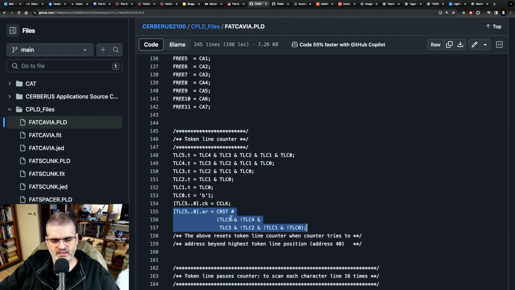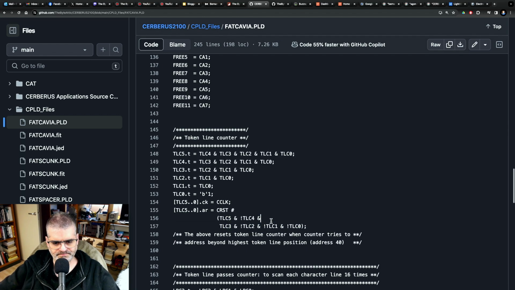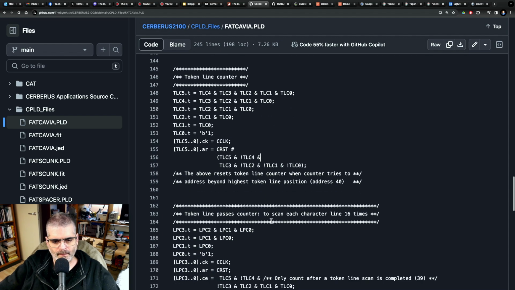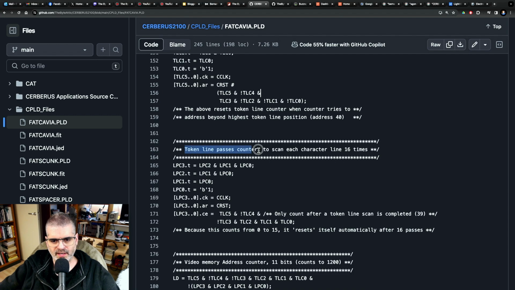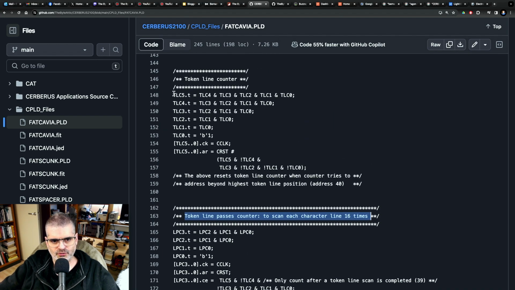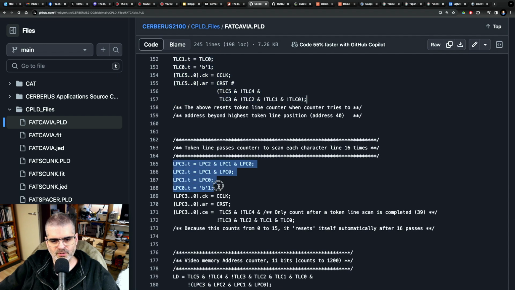The reset can be forced from the outside by Skunk, by pulling this line, or it happens automatically when you get to the end of the counting. You should go back to the beginning, because that's going over that token line again, one of the 16 passes we have to do on each token line. Then here, this is the token line passes counter. So this one counts to 40, 1 to 40, or 0 to 39, which is the number of characters on a line. And this counts the number of passes that you do on each line. You have to do 16 passes.